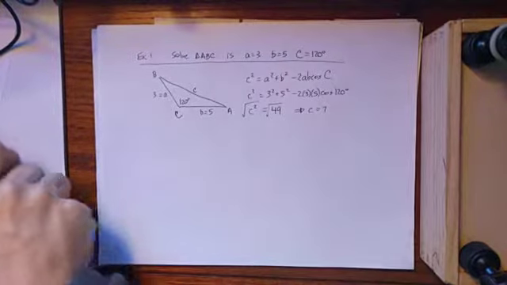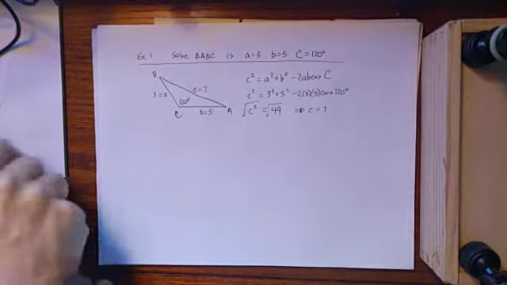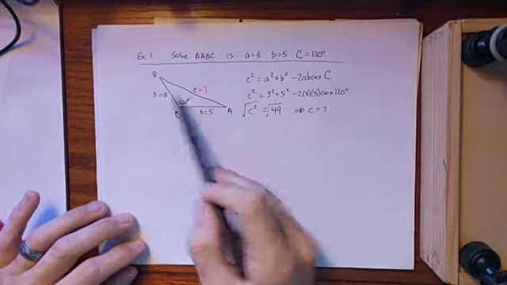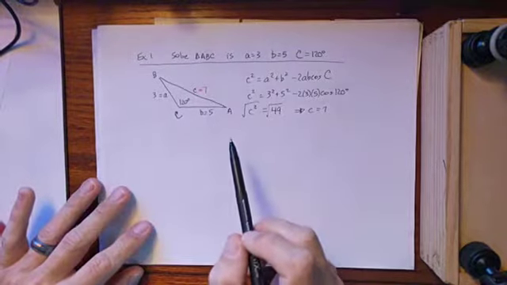All right, so there's one piece of the puzzle, right? Now that we have all three sides, we can find another angle. Now, it's important, what I'm about to say is very, very important, okay?